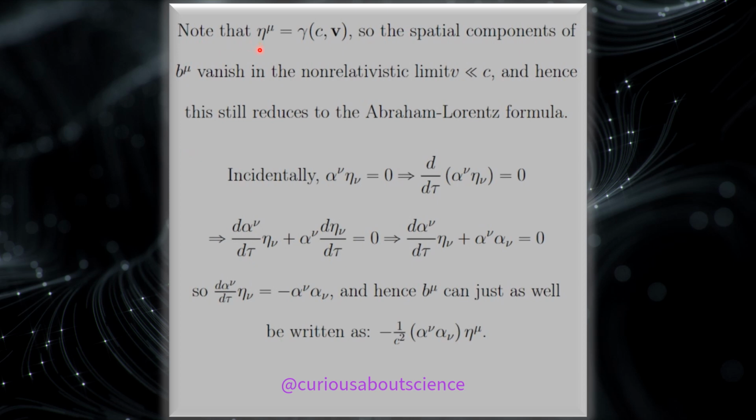The reason why is because we need to note that eta mu is equal to gamma c v, okay? And this was just how we spelled out the velocity 4 vector. So the spatial components of b mu vanish in the non-relativistic limit, v much less than c. And hence, it still reduces to the Abraham-Lorentz formula. Incidentally, this is where we saw in another part of the chapter where we have the product equal to 0, so the derivative should equal 0. So we have a product rule equals 0, and then we solve for one part, and we get the alpha nu, eta nu, and then alpha nu, alpha nu. We like that. So clearly we see that the derivative here is equal to the negative invariant product, and hence b mu can just as well be written as 1 over c squared, where we have the alpha nu times the proper velocity.